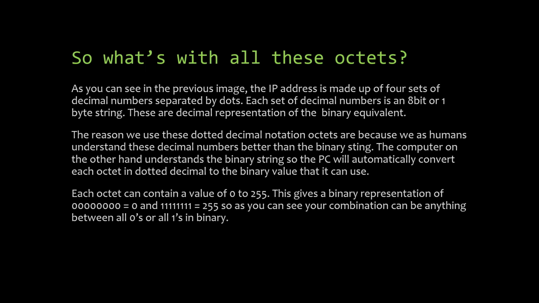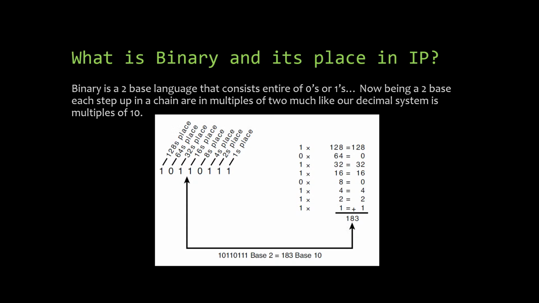The computer, on the other hand, understands the binary string, so the PC will automatically convert each octet from dotted decimal to the binary value that it can use. Each octet can contain a value of 0 to 255. This gives you a binary representation of all zeros equals 0 and all ones equals 255. That means you have 8 zeros, that's 0, and 8 ones is 255. So as you can see, your combination can be anything between all zeros or all ones in binary.